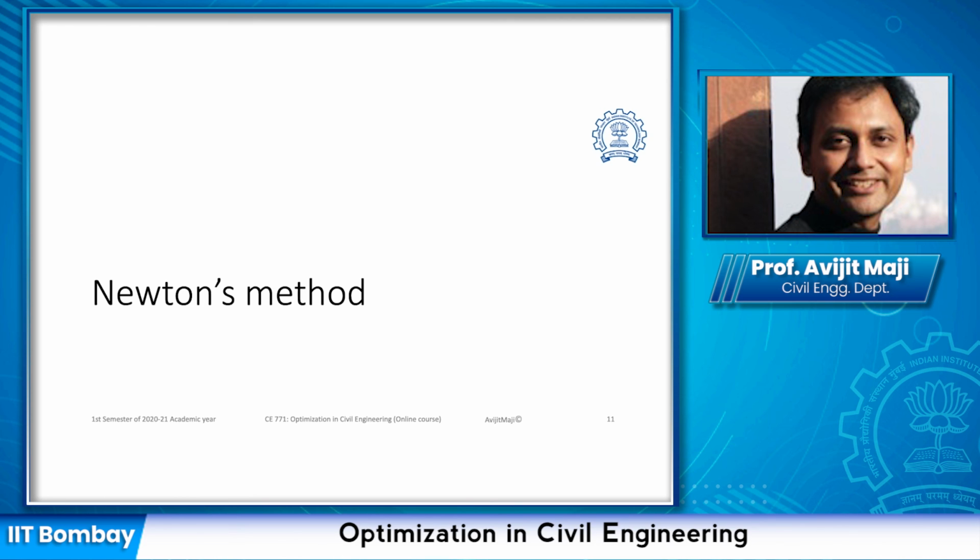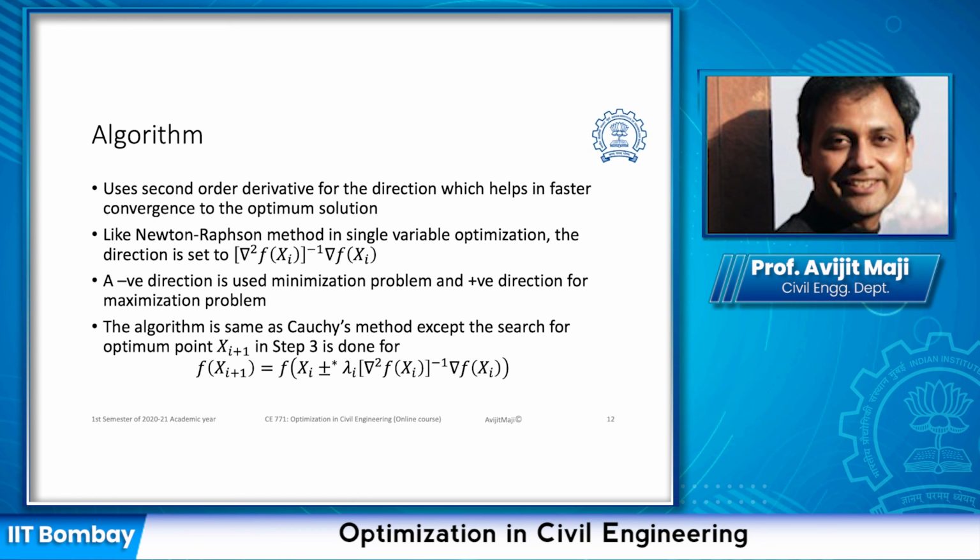We have already discussed the Newton-Raphson method for the single variable optimization problem. The Newton's method for the multivariable optimization problem is also similar. In this case, we use the second order derivative for the direction, and this helps to reach the optimum solution even faster. In the Newton-Raphson method, we had used the first order derivative divided by the second order derivative to set the direction. In this case, we are doing the same thing.